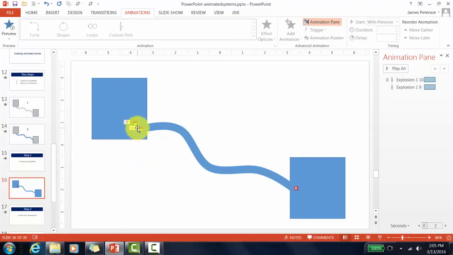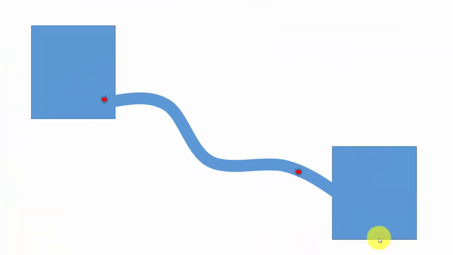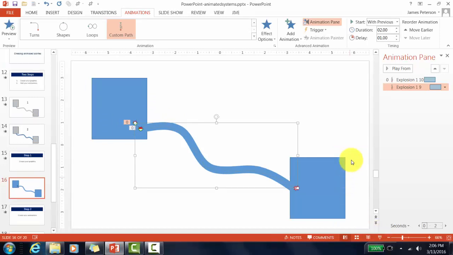I don't want them to go at the same time. I want the one to start when the other one is halfway. So I'm going to click on this one, and I can see that the animation duration is 2 seconds, and they're both 2 seconds. So I want this one to be delayed by 1 second. That way, when the one of them is in the middle, the other one is going to start. And let's see what that looks like. So the one goes, and now the other goes. Okay. Now it's only going one time.